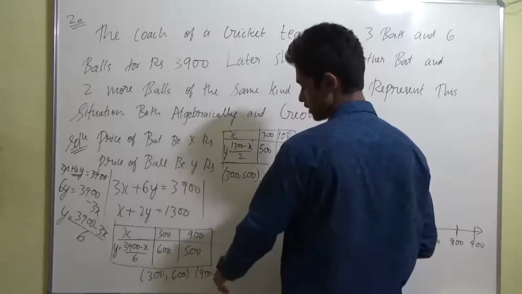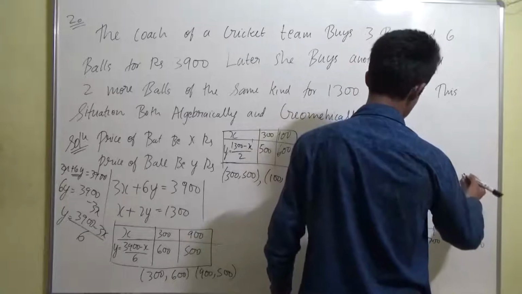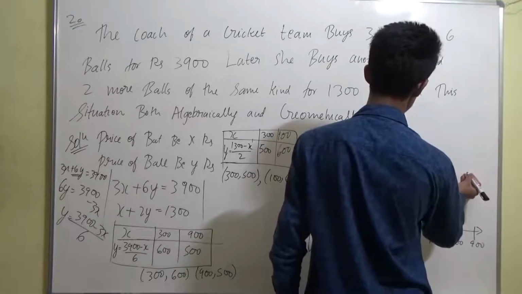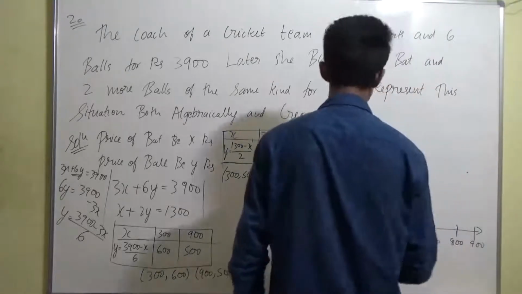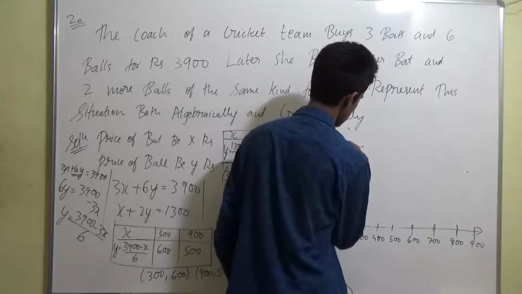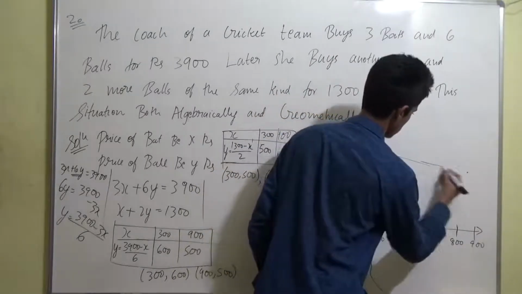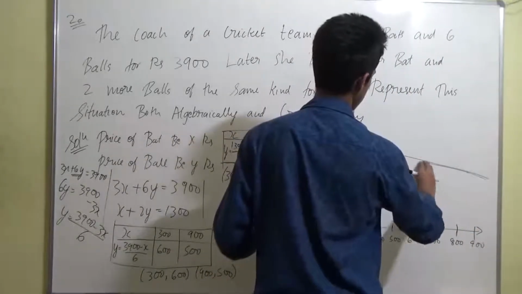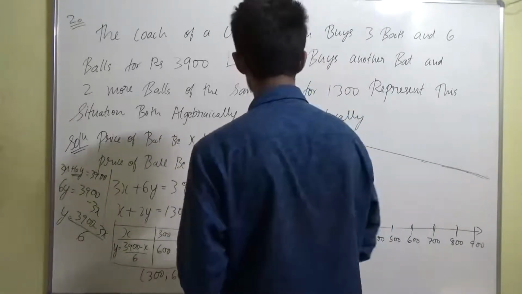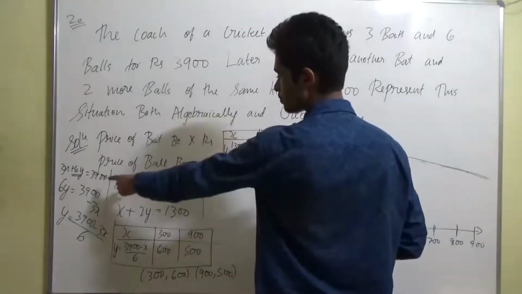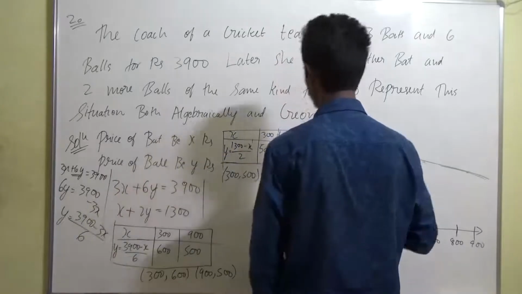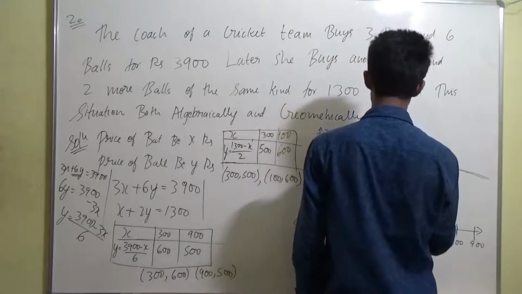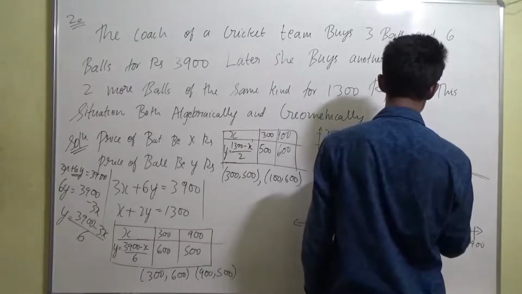So the second point is 900 comma 500. 900 comma 500 is here, right? So if you join these 2 points, it will come something like this, guys. The graph is going to come like this. Done. So this is the graph of which one? The first one, 3x plus 6y equal to 3900. This is the graph of the first one.